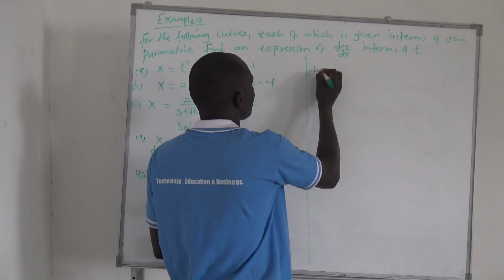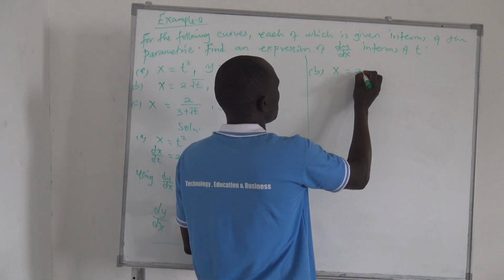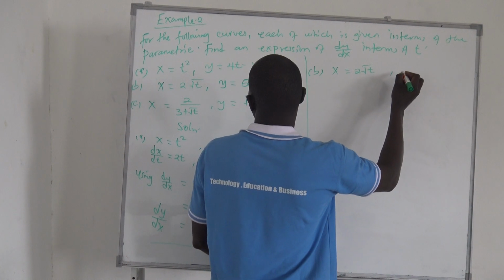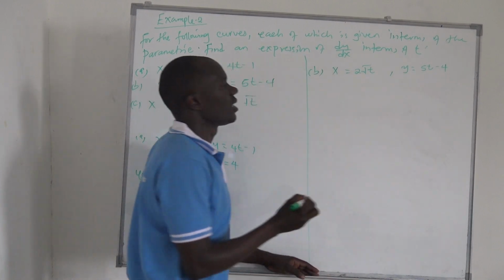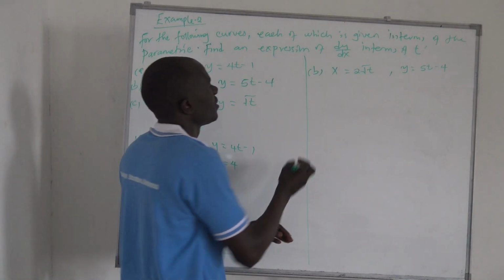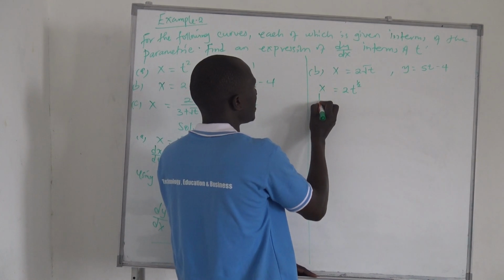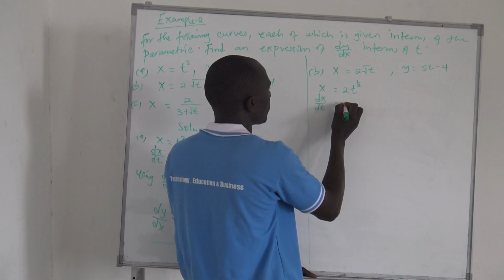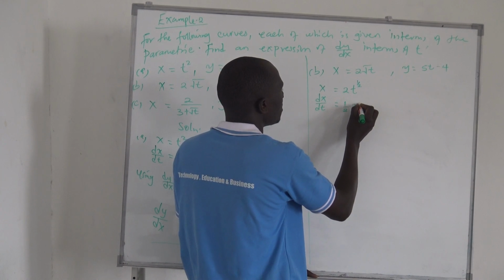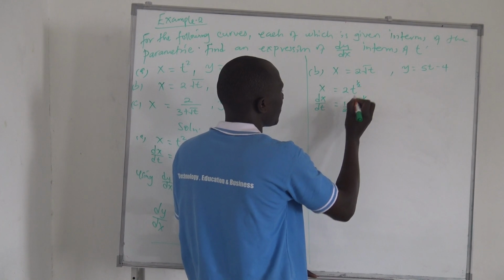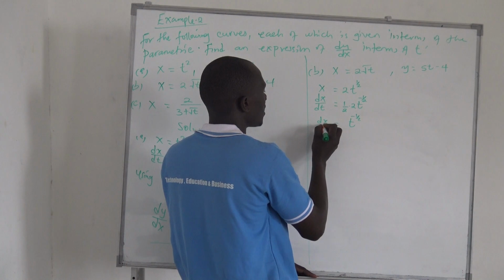So let's move to part B. We are given that x equals 2 root t, y equals 5t minus 4. When we have a root, it is the same as power a half. So x equals 2t power a half. Now we look at dx/dt. When we differentiate, we bring down the half times 2t, then deduct 1, we get negative a half. The 2s cancel, and we remain with t power negative a half, which is dx/dt.